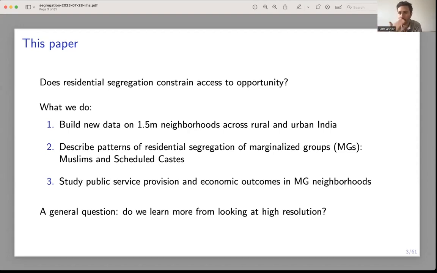And I think in the background of all of this, and in a lot of my work, is this general question of what do we learn from looking at development, at outcomes in high resolution? And I think this paper is a particularly direct demonstration of what we can only learn when we zoom down to the local level and what we'll miss if we stay at a higher level of aggregation.